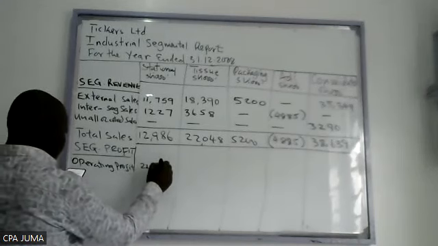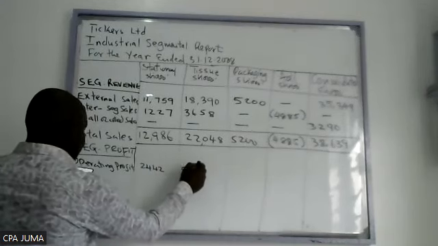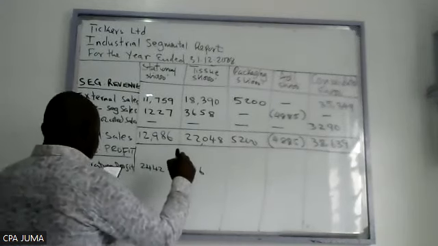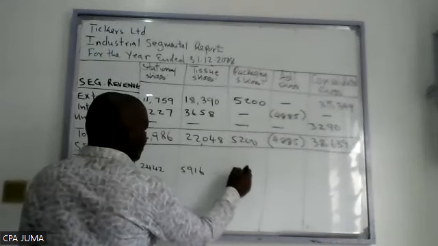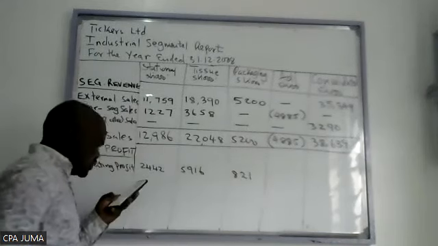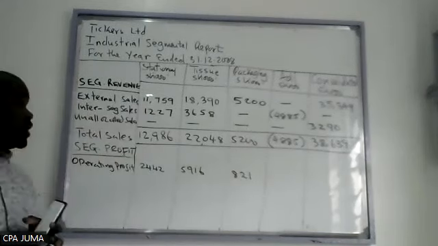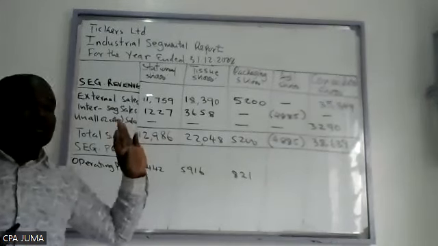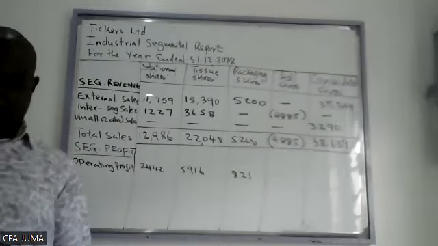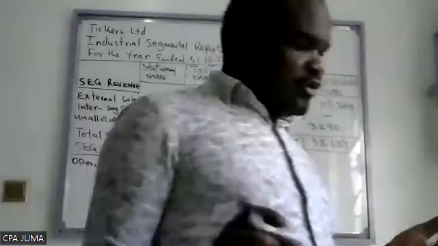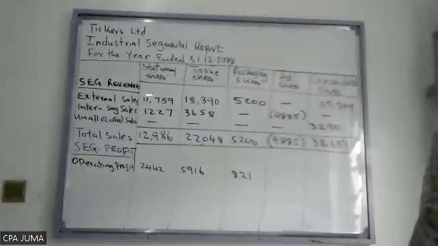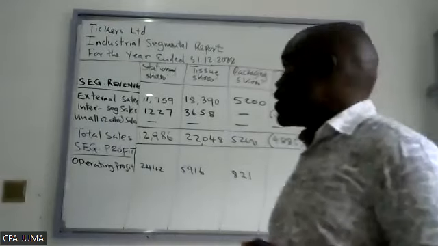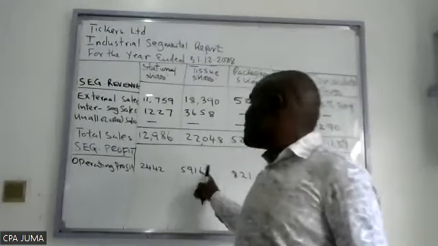24, 42, 59, 16, 8, 21. So please, what I want you to do for me, add the 3, but don't post. Just tell me the answer. Don't post that answer. There is something. Just add and give me the figure. I'll tell you what is happening. Add the 3. This plus this plus this.